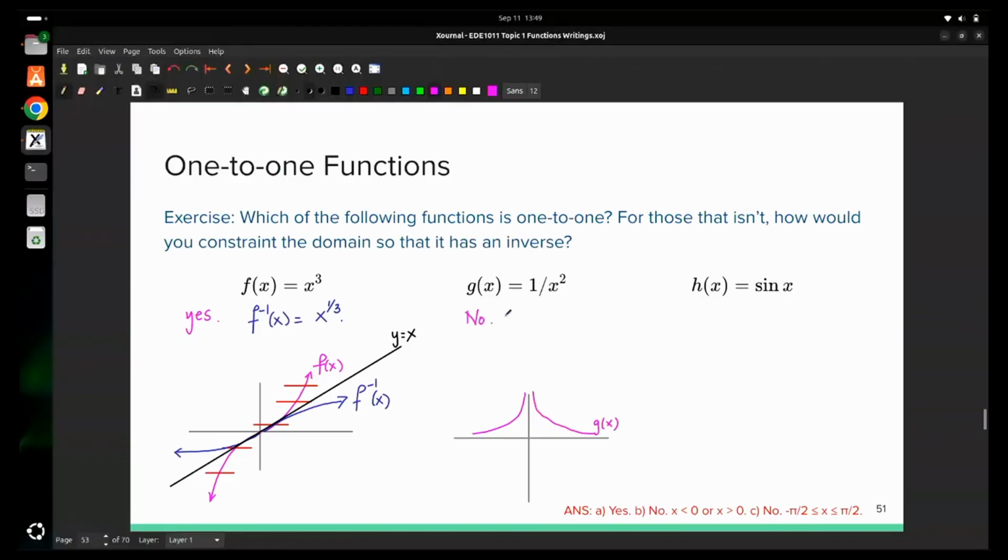Okay, but how can you make it 1 to 1? You simply can just consider the positive or negative domain. So basically constrain x to less than 0 or x to more than 0. Okay, because when you have either one of them, then you really can pass the horizontal line test. So let's say if you constrain x to more than 0, let's say this green expression here, you can see that now this is 1 to 1 already.